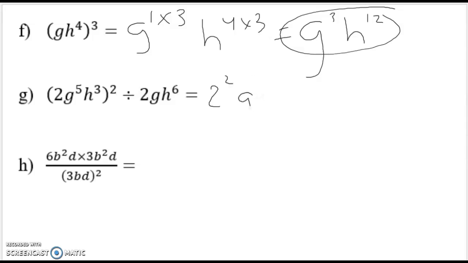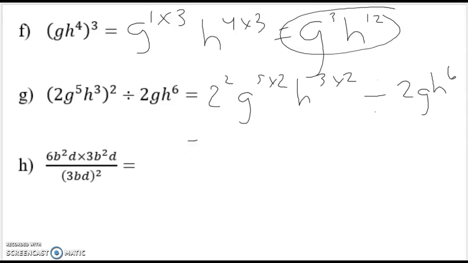And then G. G is going to be 5 times 2. So 5 times 2. And then we have H, which is 3 times 2. H is 3 times 2. And then we're going to divide it by 2GH6. Okay, so one step at a time.